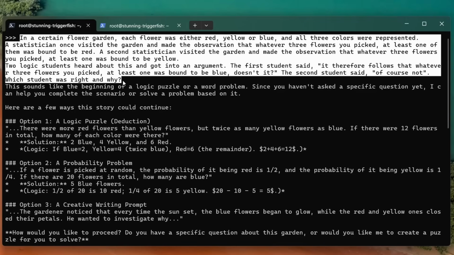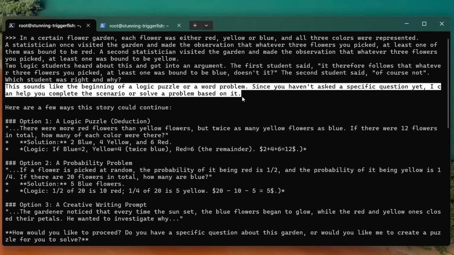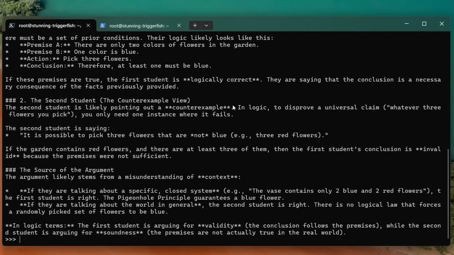But the important thing is that when you send that across, it says, this sounds like the beginning of a logic problem. Since you haven't asked a specific question yet, I can help you complete the scenario or solve a problem based on it. And then it starts to go on because it hasn't really read the whole problem, because I think it gets truncated because of this diffusion method. It's different to the sequential method, as it were, that we're used to. So for longer inputs, it can't give you the right answer.